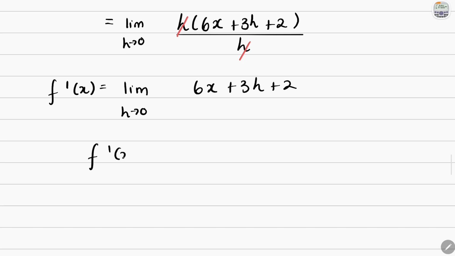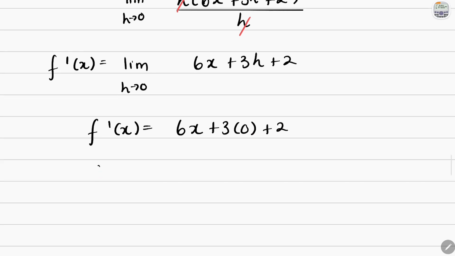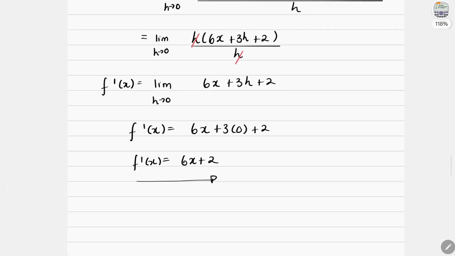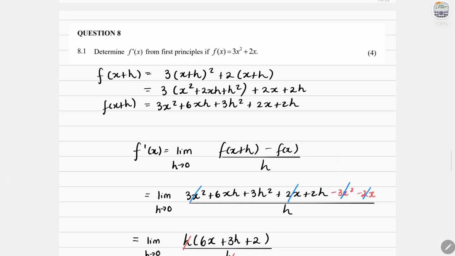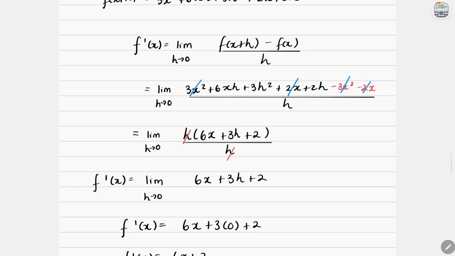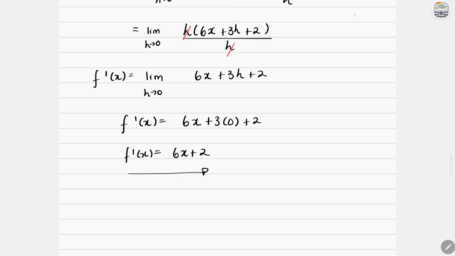So it means that f prime of x is equal to 6x plus 3 times 0 plus 2, and therefore f prime of x is simply equal to 6x plus 2. And that is our answer. That is the gradient of this function at any point. Moving on to the next question.